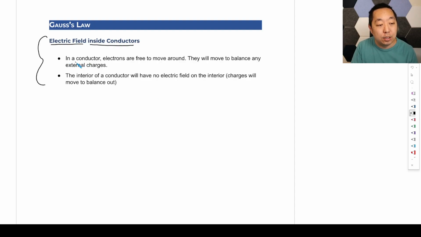But in a conductor, electrons are free to move around. They will move to balance external charges. The end result is that the electric field is zero inside a conductor, at least in what we call the static equilibrium case, which is always the kind of scenario we run into with Gauss's law. Charges will always move to balance out to make the electric field effectively zero inside a conductor. And that's going to be important because now we're going to actually apply Gauss's law.